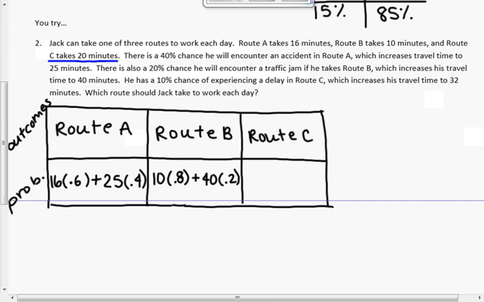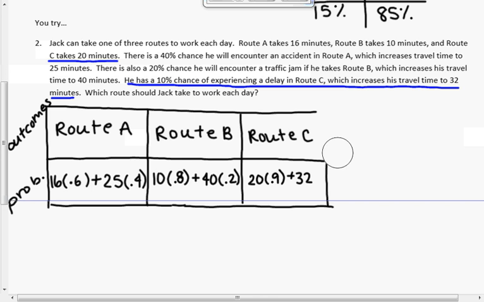There's a 10% chance of getting into an accident or into traffic on Route C. And if you get into that traffic, your time is going to go up to 32 minutes. So if there's traffic 10% of the time, what percentage is not traffic? You should be saying 90. So it's going to take 20 minutes 90% of the time. It's going to take 32 minutes 10% of the time, so that's 0.1.